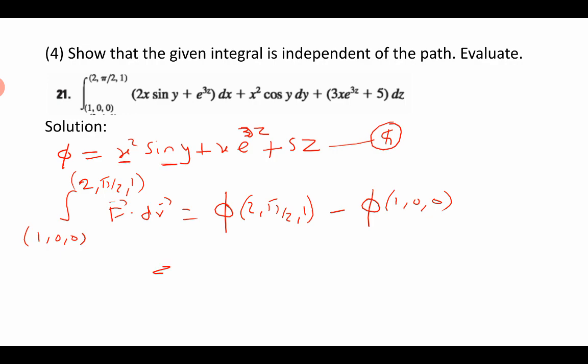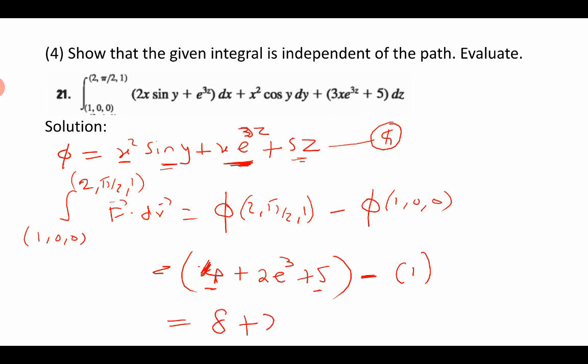X squared is 4, and sin of pi by 2 is 1, so this is 4. Plus here x is 2, e power 3, there is no y, and 2 into e power 3 plus z is 1 gives plus 5. Minus: x is 1, y and z are 0, so this will be 0, this will be e power 0 is 1, and the last one is 0. Minus only 1. So 5 plus 4 plus 5, 9 minus 1 is 8. 8 plus 2 e raised to 3. That's the end of this problem.